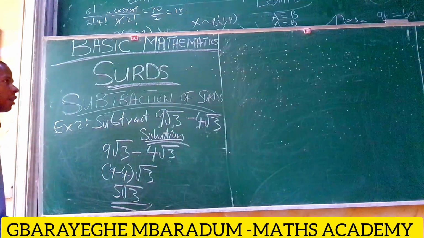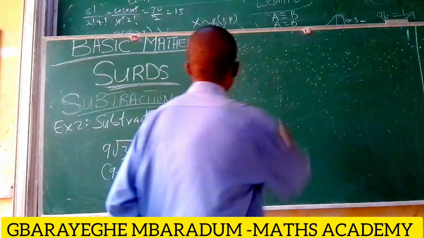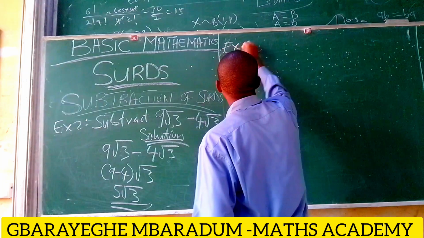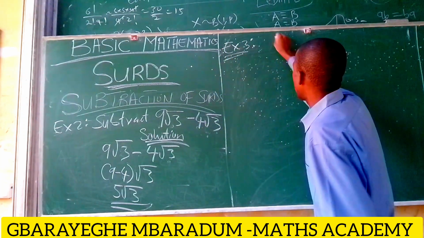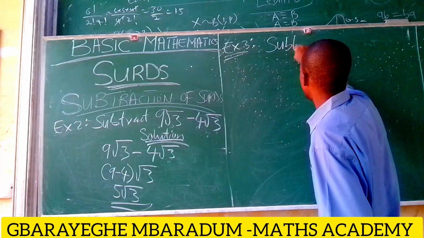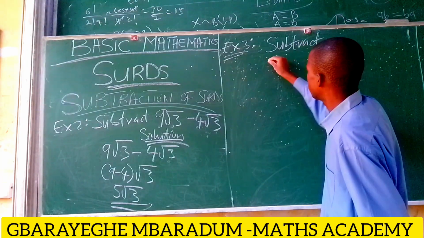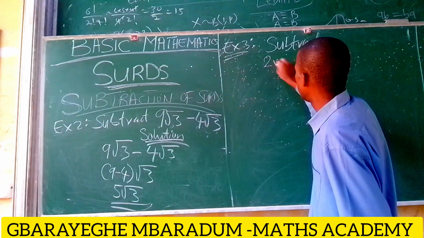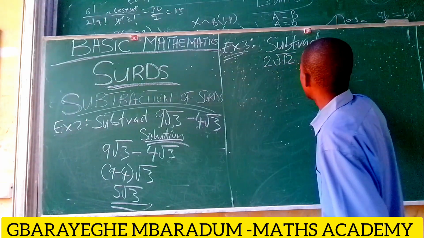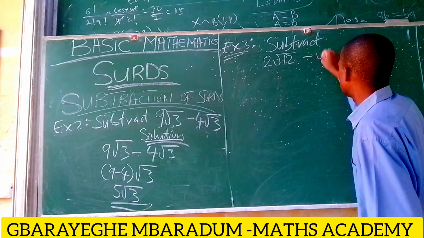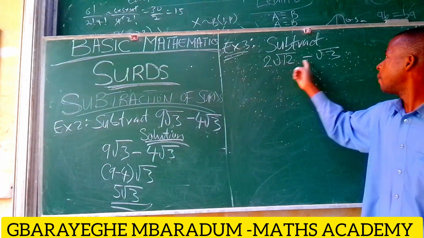Now let's look at the third question on how to subtract a surd. Example 3 says you should subtract the surd 2 root 12 minus root 3. You say you subtract this kind of surd, 2 root 12 minus root 3.